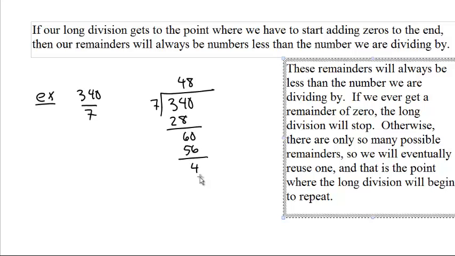Otherwise, if we don't ever get 0, that means our remainders are always going to be 1, 2, 3, 4, 5, or 6, or whatever, up to 1 less than whatever the number we're dividing by is. And if you are going to do something forever and numbers are only going to be 1, 2, 3, 4, 5, or 6, eventually you're going to get to a remainder that you've used before, and that is the point where the long division begins to repeat. And that is why every fraction results in a decimal that either stops or repeats forever.